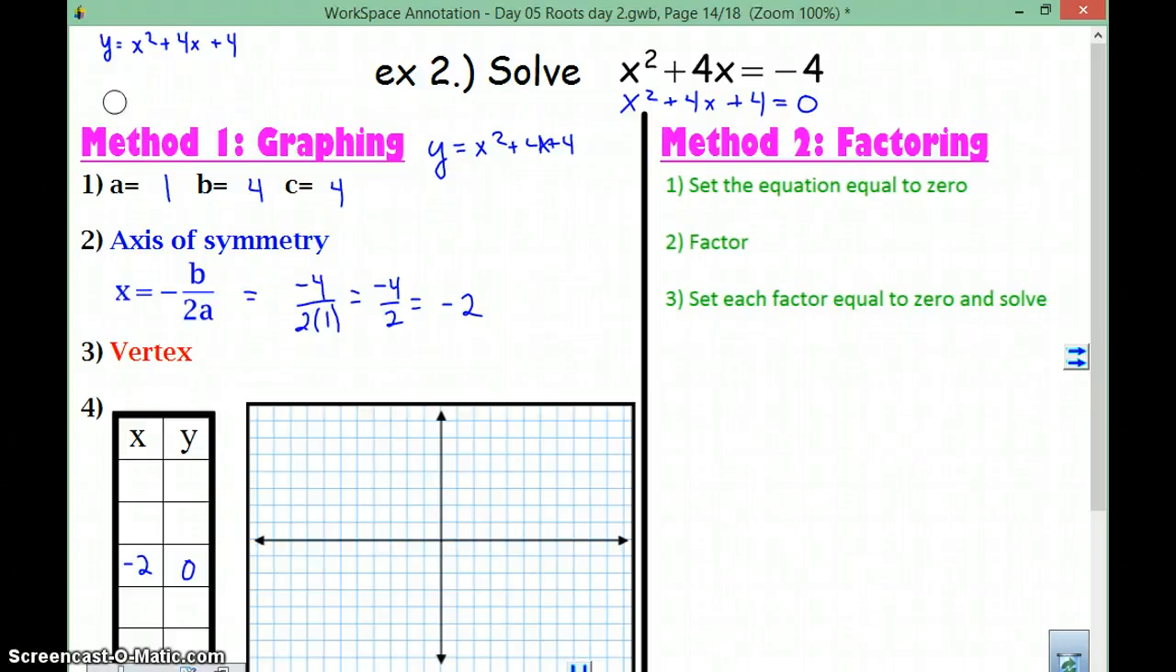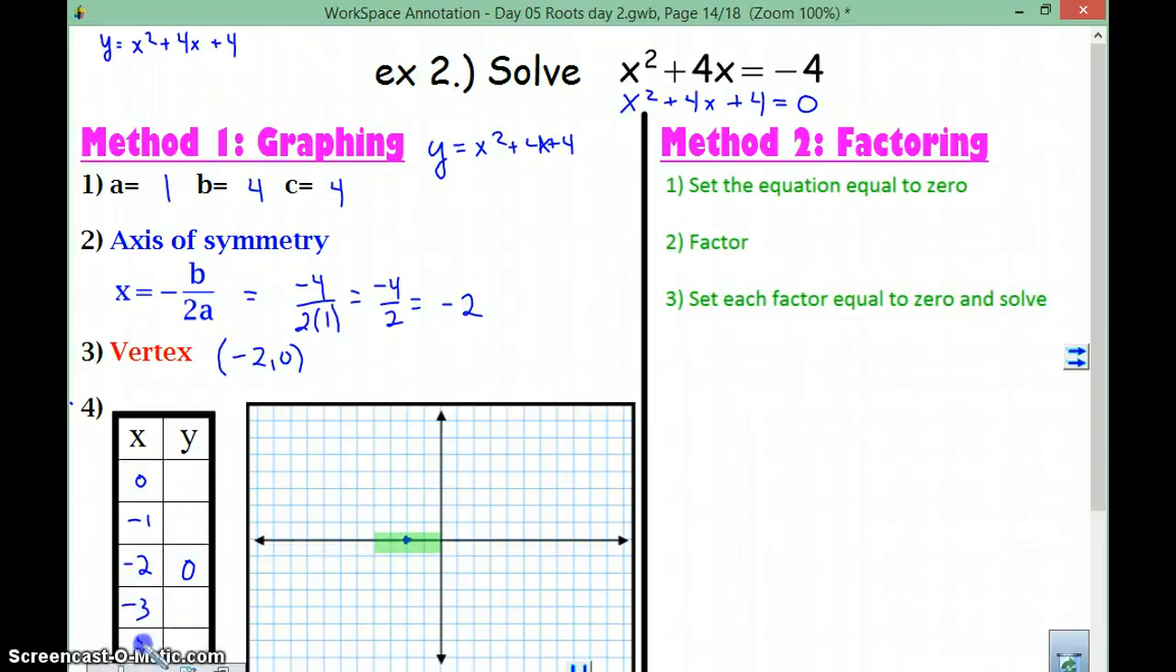Okay, so that's my vertex. My vertex is negative 2, 0. I can even plot it right away. Negative 2, 0 is right there. And now I want to go up 2 on this side, down 2. Let me even use my highlighter. I want these 5 points. So up 2 would be negative 1, 0, negative 1, 0. Down 2 would be negative 2, negative 4.